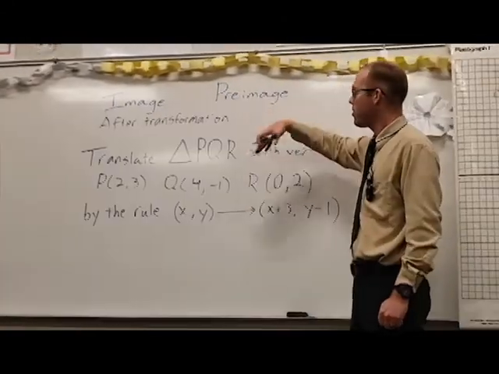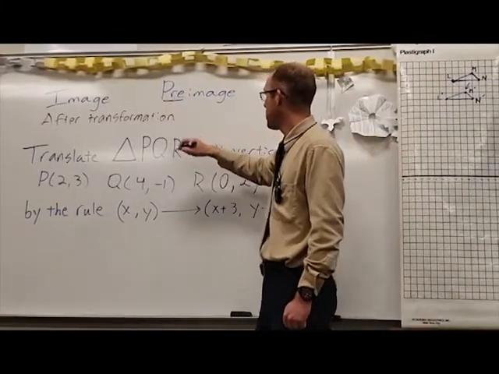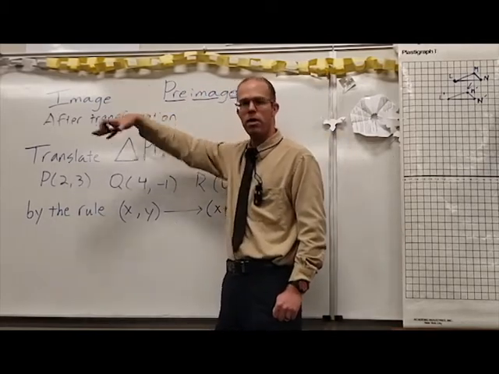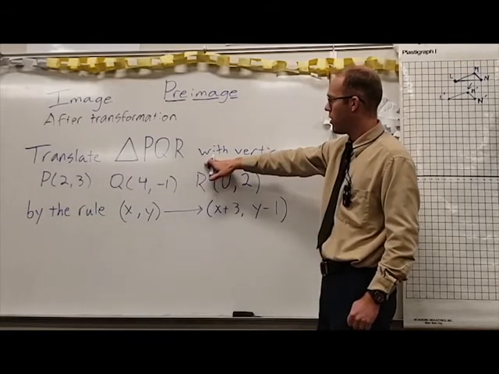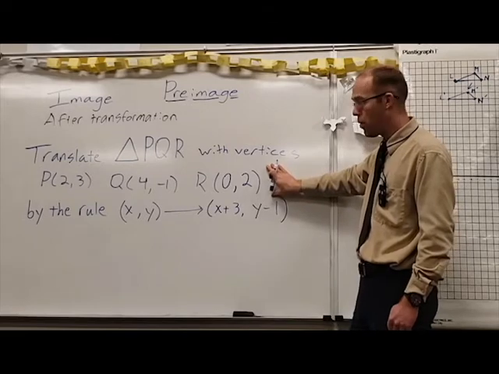Pre-image is what comes before the transformation. The prefix pre simply means before, so pre-image is before the image. In other words, that's what you have to start with. So our question here says, translate triangle PQR with vertices that are given by these 3 points.